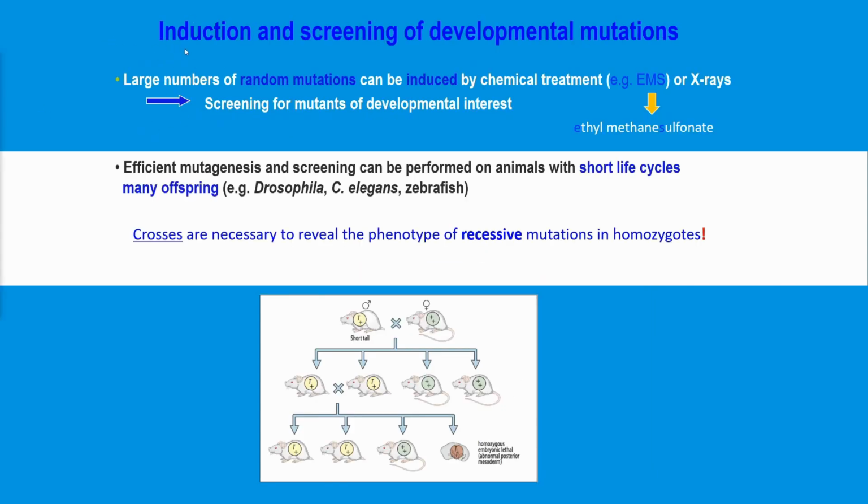Okay, I'd just like to say a few words on the generation of mutants, induction, and then screening for phenotypes. Typically, as I mentioned, this can be done by chemical or X-ray methods. One of the chemicals of choice has been EMS, ethyl methane sulfonate. And what you do is you feed this to the animals or expose them to X-rays. You look at large numbers of embryos and see if you recover any phenotypes.